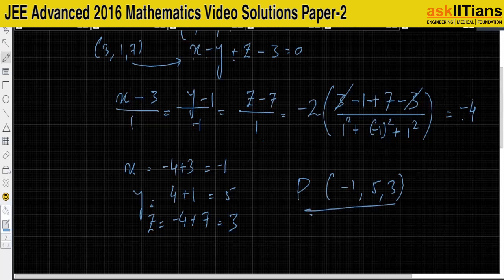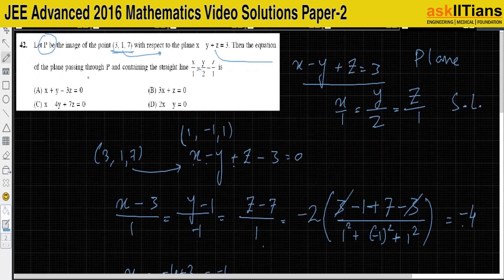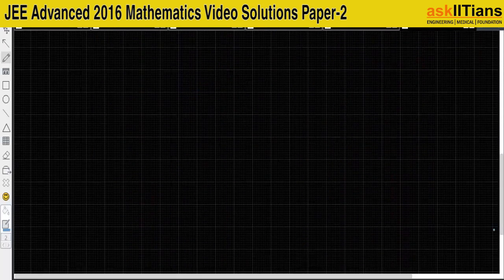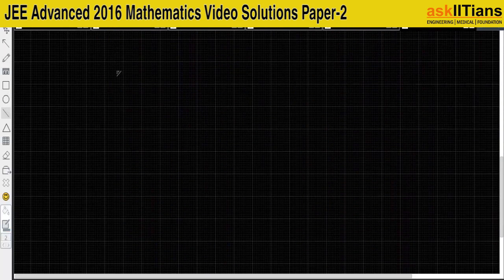This is the image of that point in this plane. Okay, minus 1, 5, 3. This is the image. Now I got the image. Now what I have to find is the equation of the plane passing through this point P and containing this straight line. So I want to find the equation of a plane which is something like this.